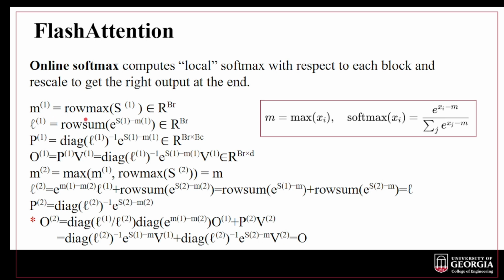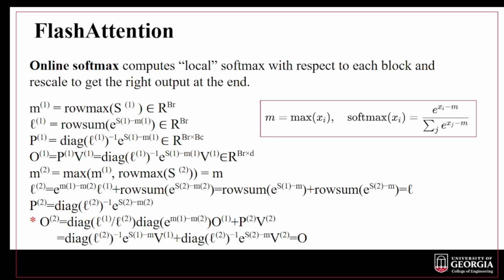First, we compute the row maximum as m1. Next, we apply the safe softmax technique and compute the sum of the exponential values, which is saved as the denominator of the softmax function. Thus, the local softmax probability matrix for the first block is P, like this, following the formula. At this point, the first block computation is complete.